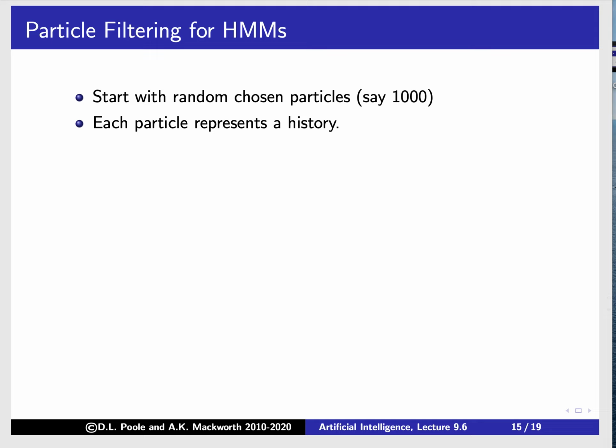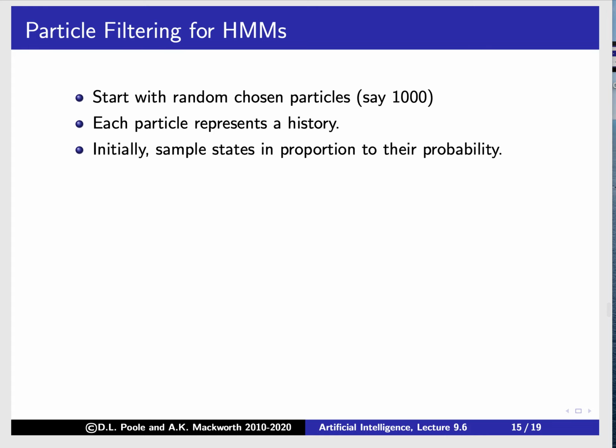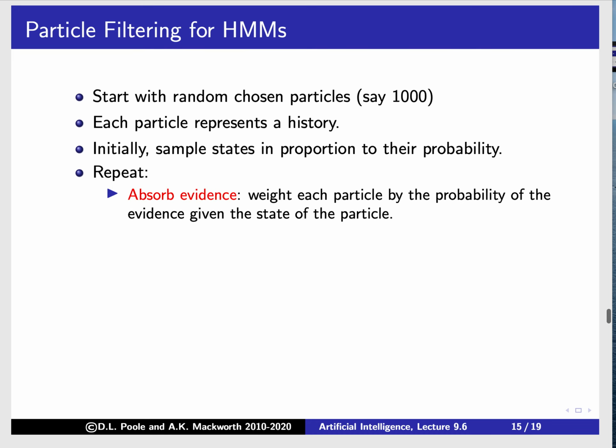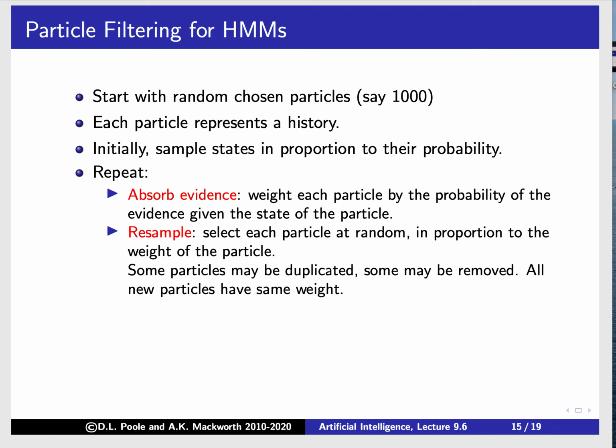So here's the algorithm for hidden Markov models. We start with a randomly chosen set of particles, say 1,000. Each particle, in some sense, represents a history of observations. Initially, we sample the states in proportion to their probability in the initial state, according to how likely each is under the probability of S0. Then we repeat. We absorb the evidence, weighting each particle by the probability of the evidence given the state of the particle. That's essentially what we did last time, updating these weights.